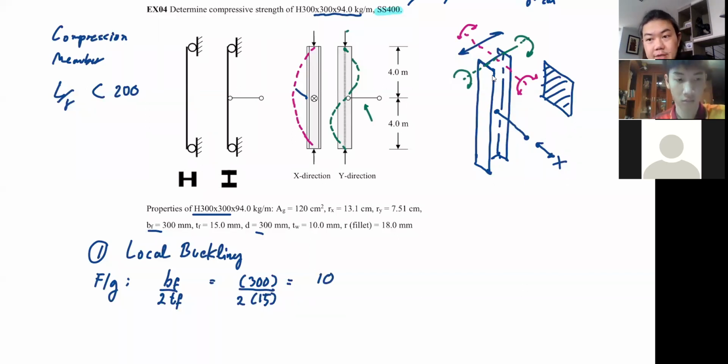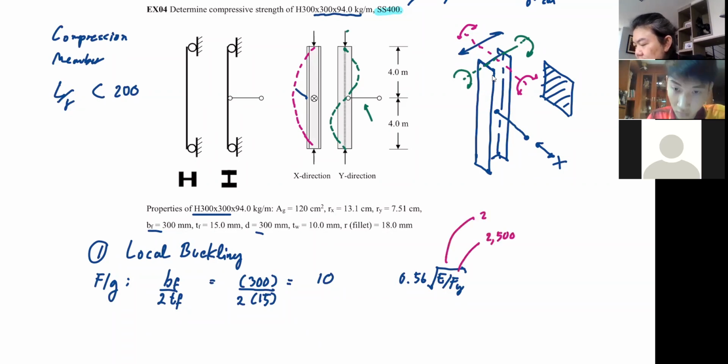So we are going to compare this with our limiting value, which is 0.56 square root E over Fy. E is 2 million roughly, and Fy is 2,500. If you want to take notes, it's 2,500, right? That's 2 or 4, like that. And like I mentioned yesterday, this is roughly 16. So here we are. See, the slenderness ratio of our flange is less than the limiting value.